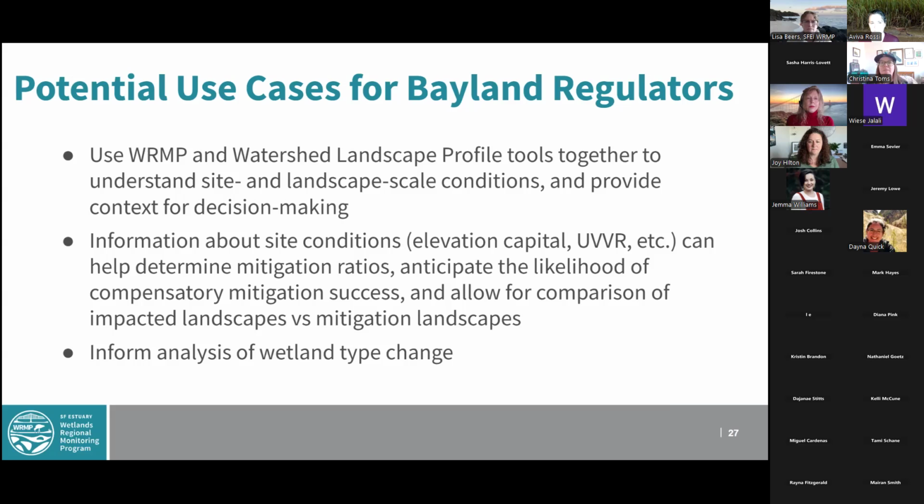And again, it can inform this analysis of wetland type change as articulated in that wetland type change framework that I just showed you earlier. So thanks a lot for letting me present this case study. And if folks have any questions, happy to get them later on.